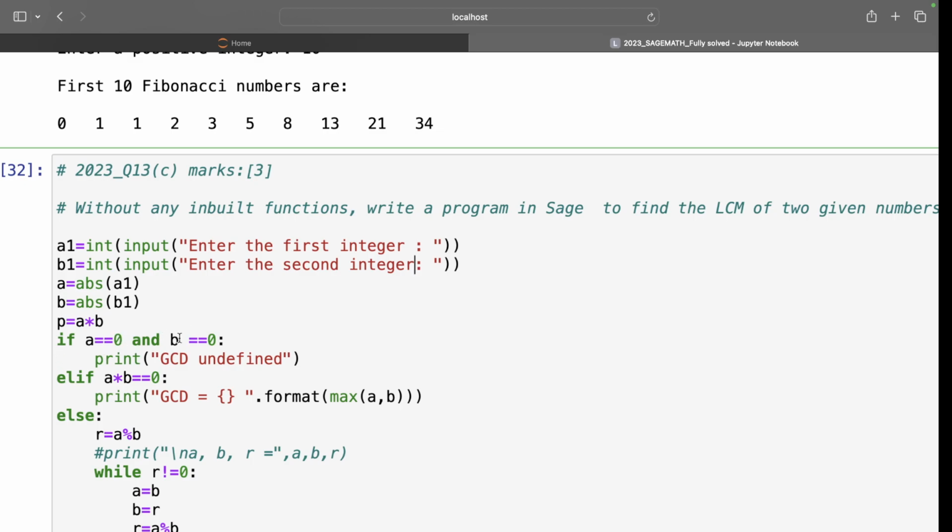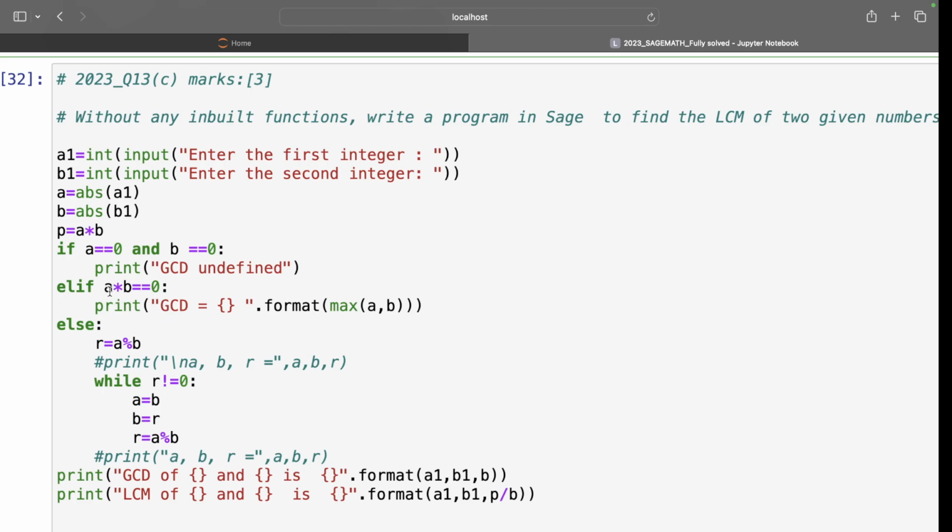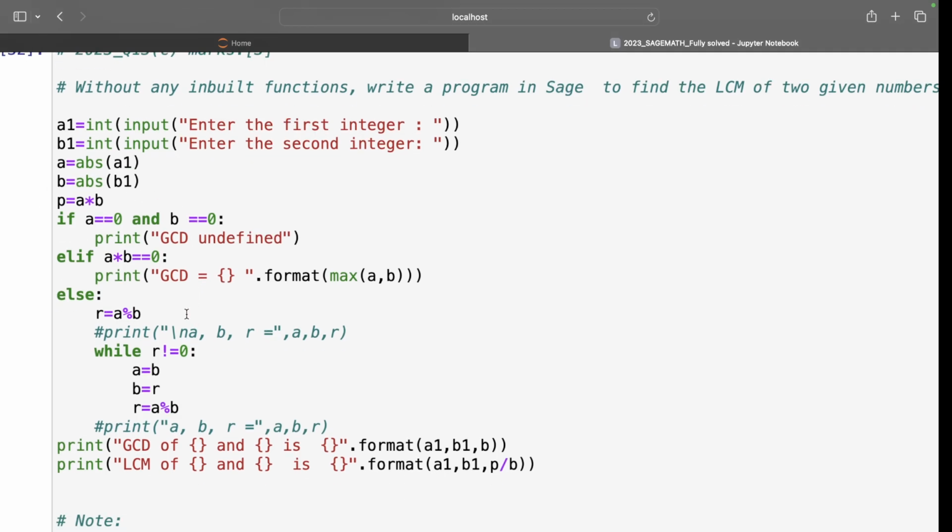If A equals 0 and B equals 0, that is, both integers are 0, the GCD is undefined. If either B or A is equal to 0, then the product is 0, and the GCD is the maximum of the modulus of A1 and the modulus of B1. Else, R is A modulo B. While R is not equal to 0: A equal to B, B equal to R, and R equal to A modulo B. Then print the GCD and print the LCM.